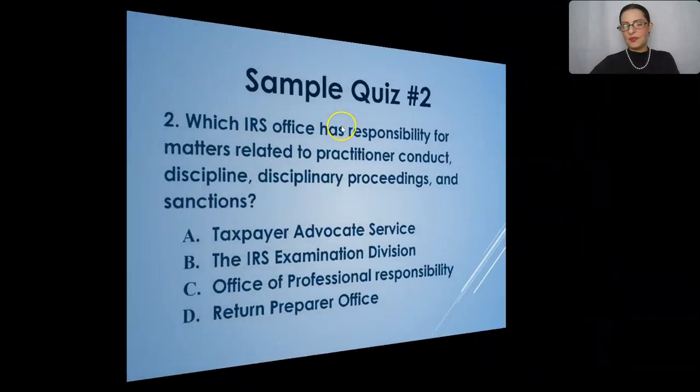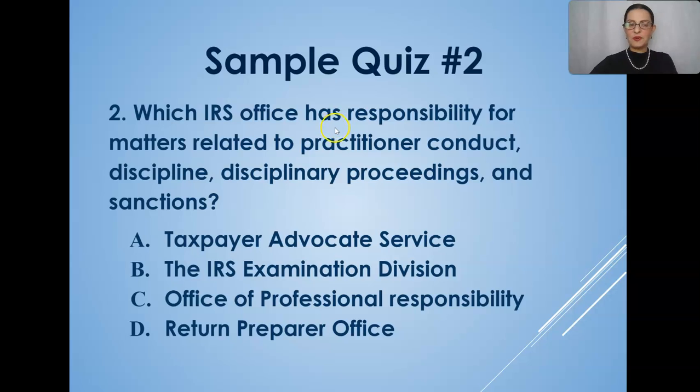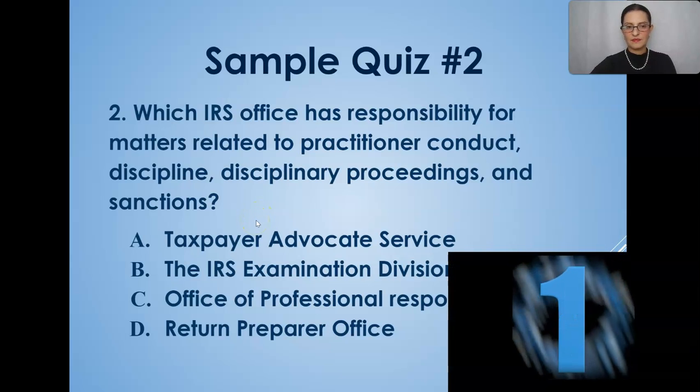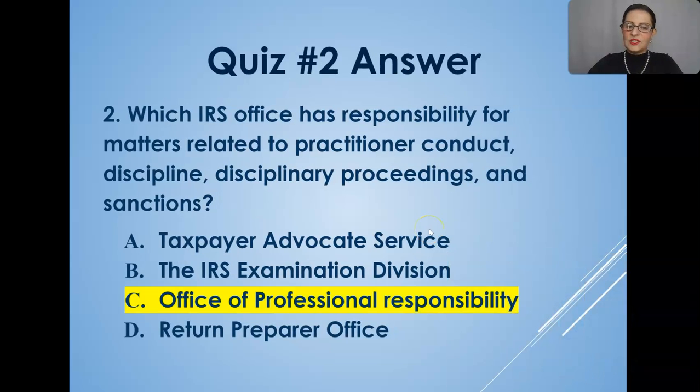Now, sample quiz number 2. Which IRS office has responsibility for matters relating to practitioner conduct, discipline, disciplinary proceedings, and sanctions? Answer A is the Taxpayer Advocate Service. Answer B is the IRS Examination Division. Answer C is the Office of Professional Responsibility. And answer D is the Return Preparer Office. So I'll give you a few seconds to decide which one you think it is. The answer to quiz number 2 is C, which is the Office of Professional Responsibility.